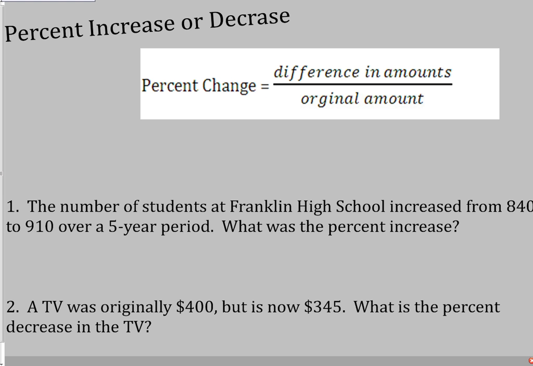So number one, the number of students at Franklin High School increased from 840 to 910 over a 5-year period. What was the percent increase? Okay, so that percent increase is going to be my difference over the original amount. My difference from 840 to 910 is 70, over the original amount. The original amount was 840, so it's going to be 70 over 840. As a decimal, that's 0.0833, repeating. As a percent, that's going to be 8.33%.